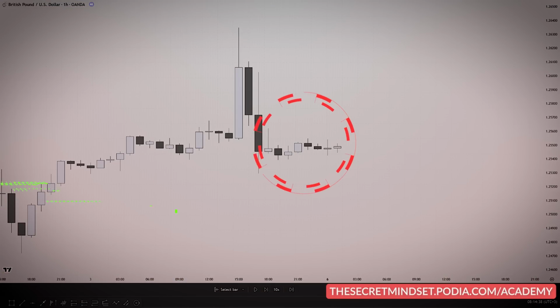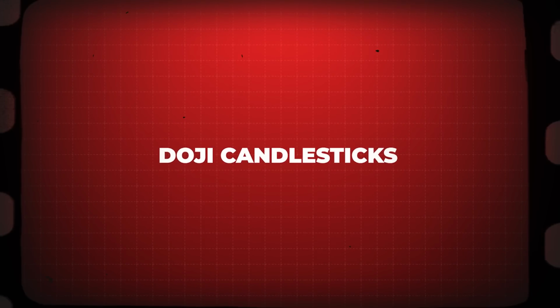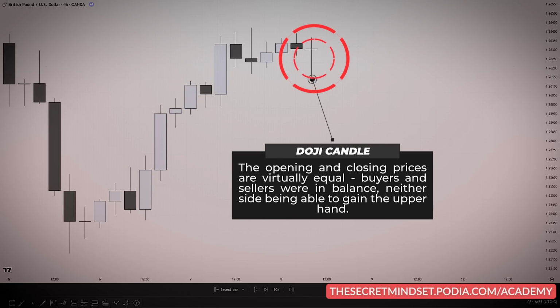When a series of short candlesticks appear, it may show declining momentum in the current trend or be a symptom of sideways movement. A doji candle forms when the opening and closing prices are virtually equal. This means that despite any price fluctuations during the period, buyers and sellers were ultimately in balance, neither side being able to gain the upper hand.